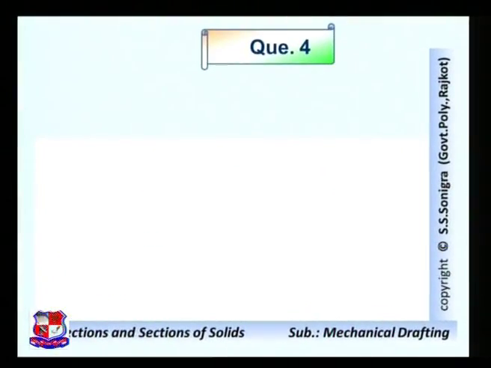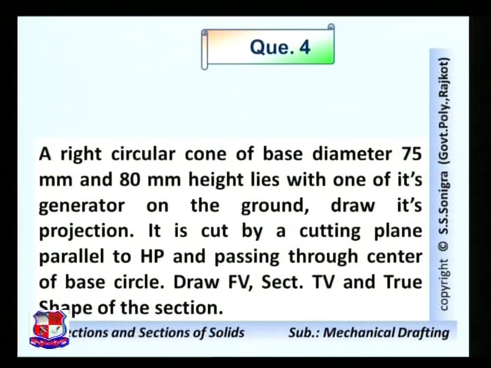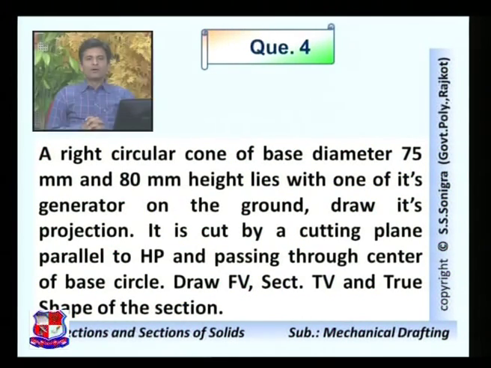Now the next problem, question number 4, and the data for the fourth problem is given like this. A right circular cone of base diameter 75 mm and 80 mm height lies with one of its generators on the ground. Draw its projections. It is cut by a cutting plane parallel to the horizontal plane and passing through the center of the base circle. Draw the front view, sectional top view and true shape of the section.